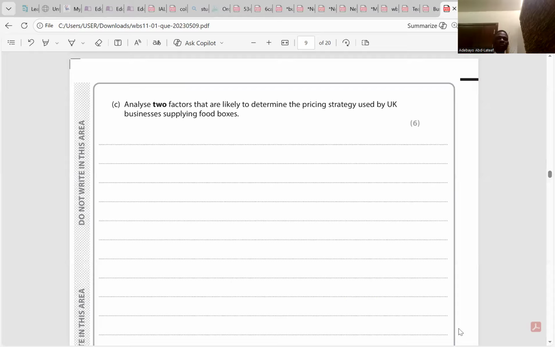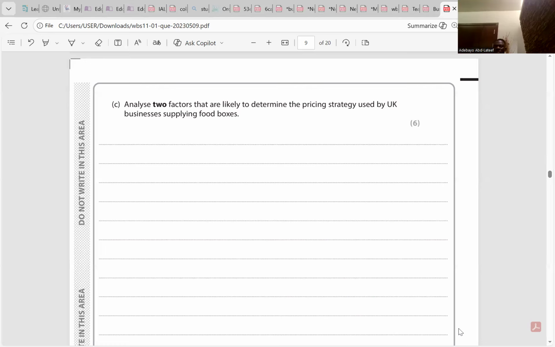They said, analyze 2 factors that are likely to determine the pricing strategy used by UK businesses supplying food boxes. When we talk about pricing strategy, we're simply talking about a method used by a business when it's making decisions about the price it wants to sell its product. You understand what pricing strategy is? Yeah. Whenever it wants to sell its products, it determines the price.